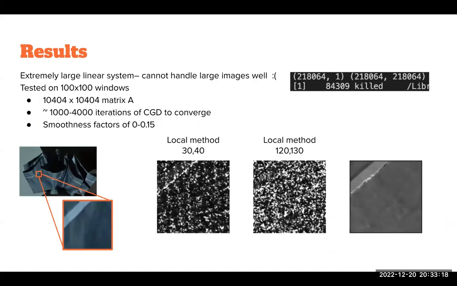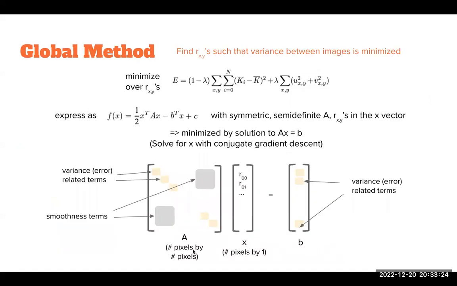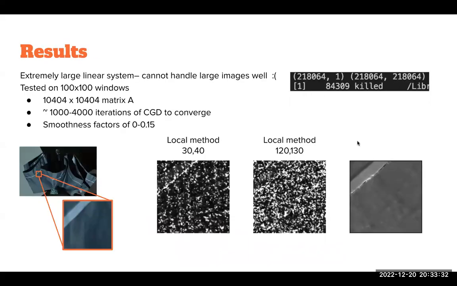When I was actually trying this out, I wasn't able to get it to work for large images because this works with a really, really big matrix, the total number of pixels in my image by the total number of pixels in my image. So it would crash when I tried to multiply things. So I was only able to test this on really small images, 100 by 100. But even for these, you can see that the results generated by the global method are definitely a lot smoother and less noisy than the local method variants.